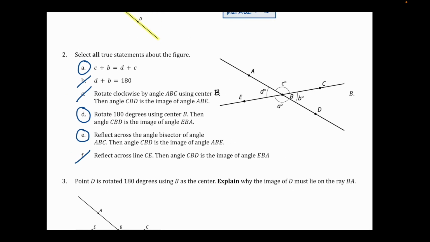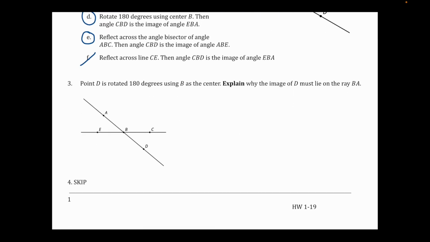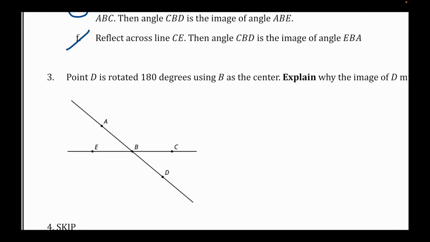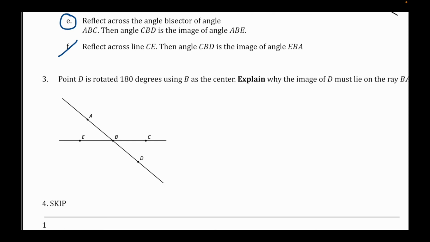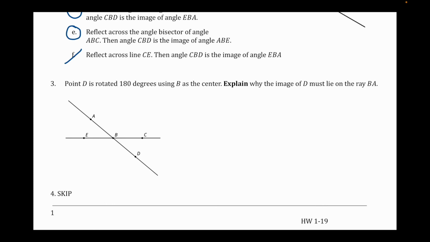So that is it for that one. It's A, D, and E. Moving to question 3, we have point D is rotated 180 degrees using B as the center. Explain why the image of D must lie on the ray BA.